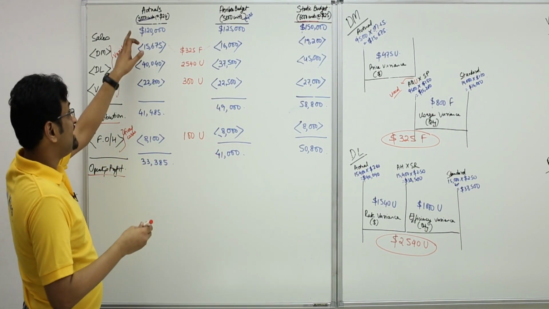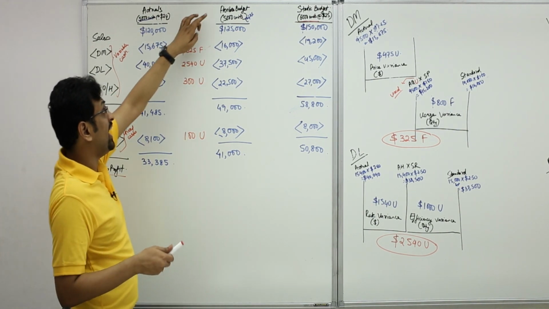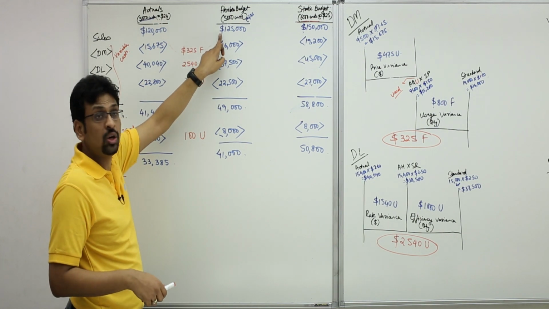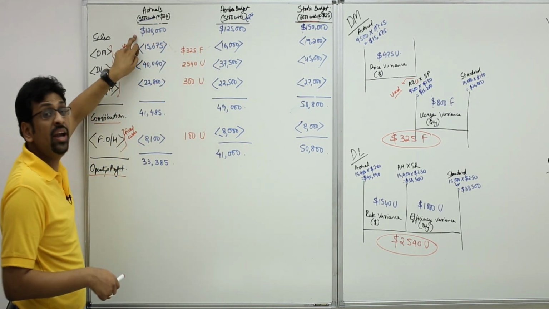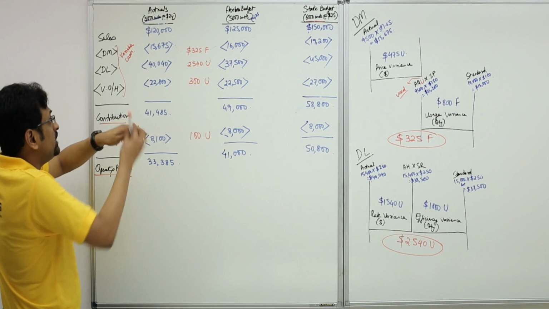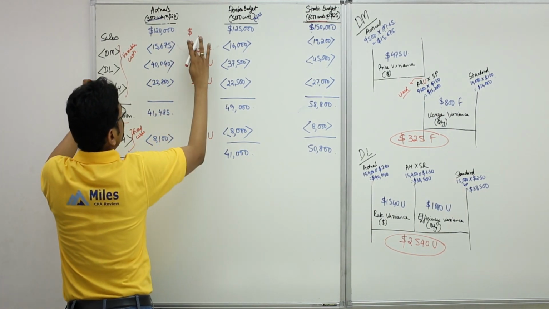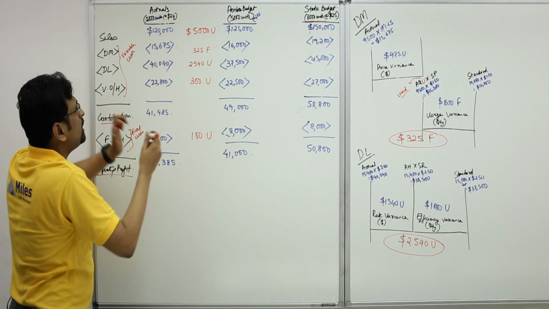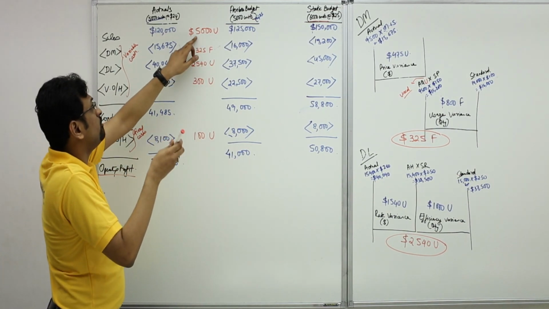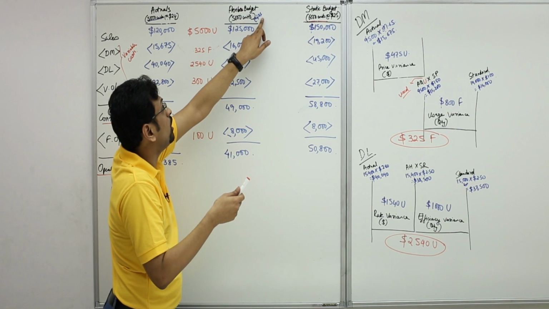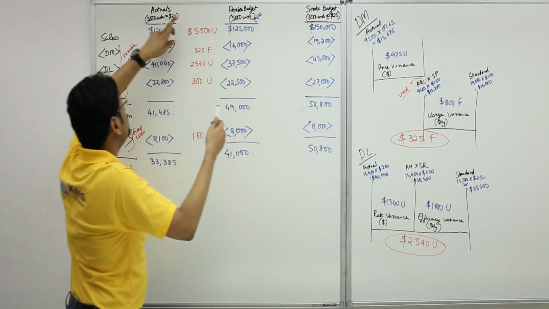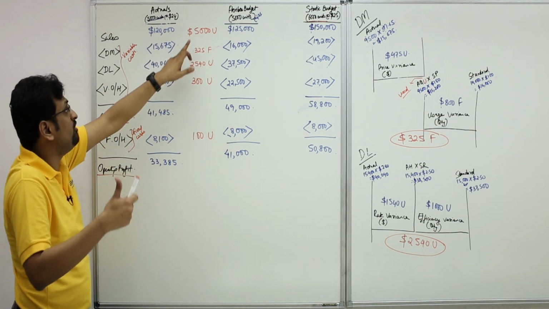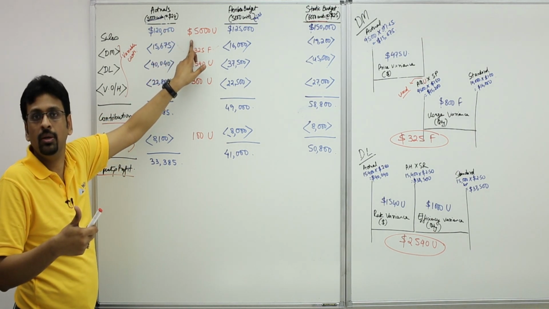Now comparing sales to sales, as per the flexible budget at 5,000 units, the sales number should have been $125,000, but it's just $120,000. So there is a $5,000 unfavorable here. Think about it, this $5,000 is unfavorable because instead of charging $25 per unit from the customers, they charged only $24. So for 5,000 units, $1 per unit unfavorable, $5,000 unfavorable.